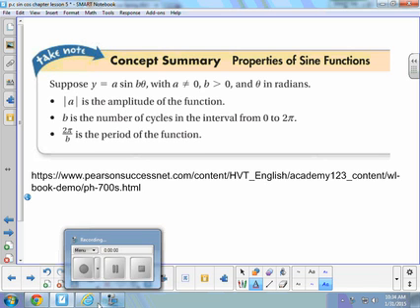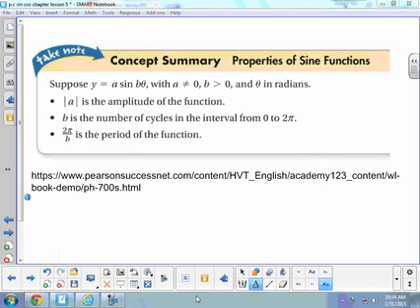I have a concept summary here, and everything in that concept summary is something that you are going to need to know. You're given a sine graph, let's say y equals a sine b theta. The absolute value of a is the amplitude of the function. How high, how low is it going? B is the number of cycles from 0 to 2 pi. And 2 pi over b is the period of the function.